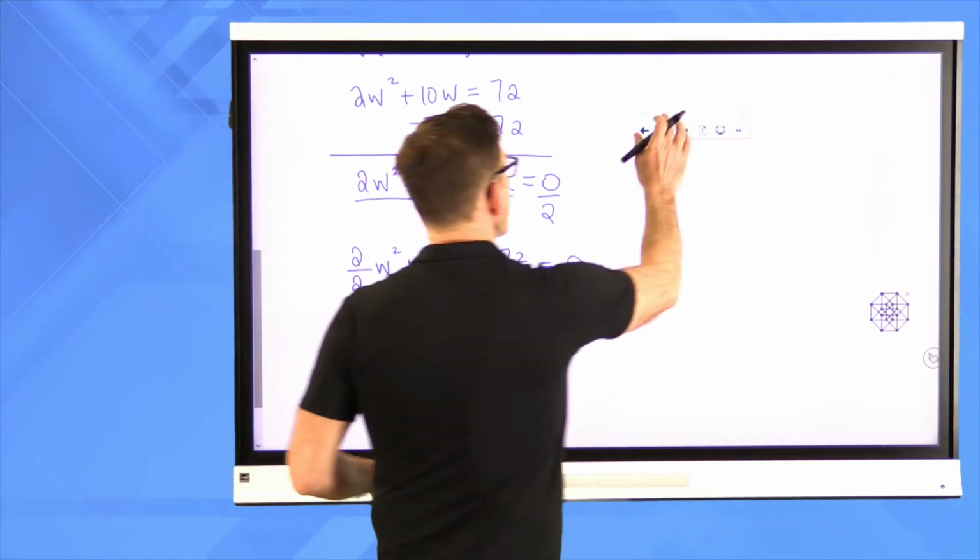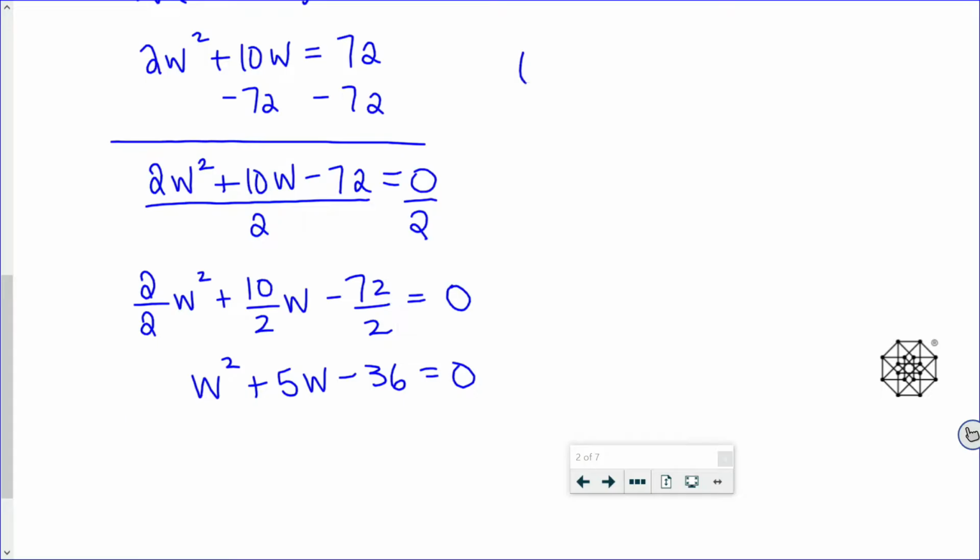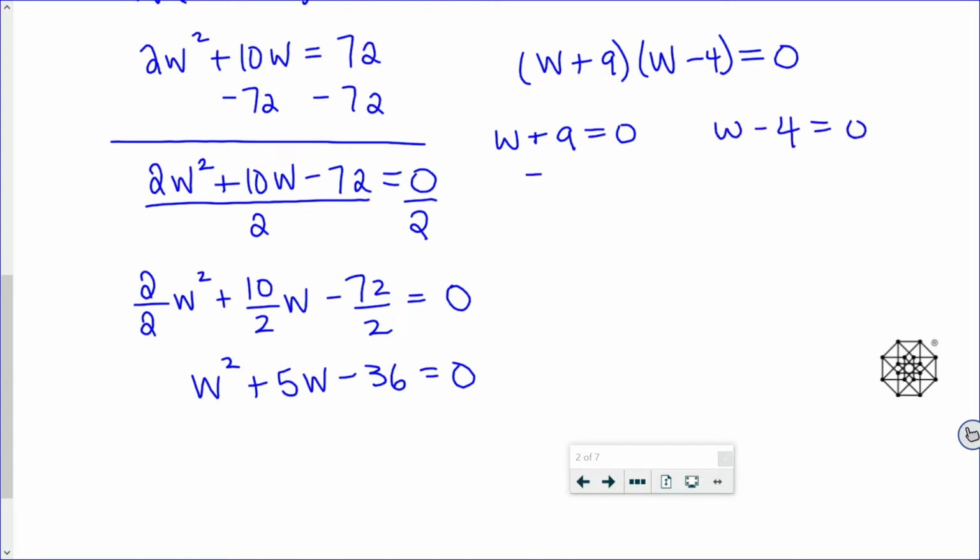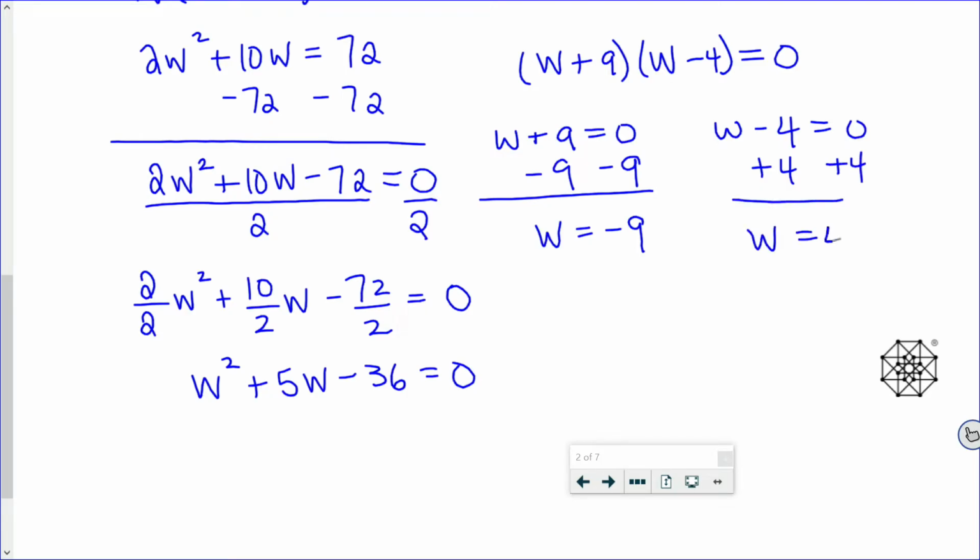All right, so up here, I'm going to factor that as w plus 9 times w minus 4 is equal to 0. I can now take w plus 9 and set it equal to 0, w minus 4 and set it equal to 0. I'll subtract a 9 from both sides and I'll get w equals negative 9. And I'll add a 4 to both sides and I'll get w equals 4.